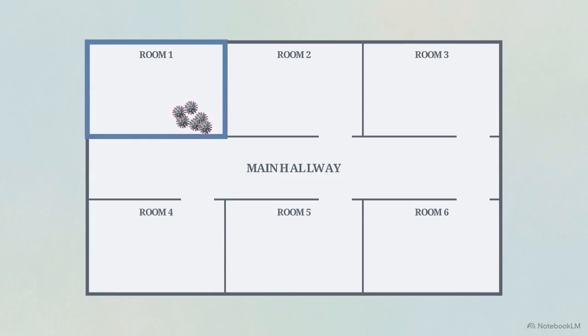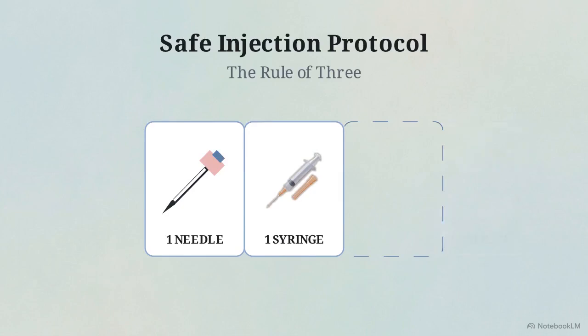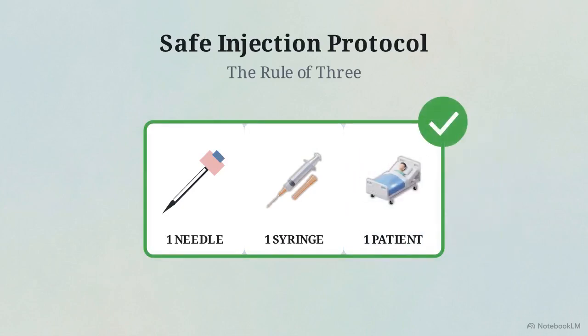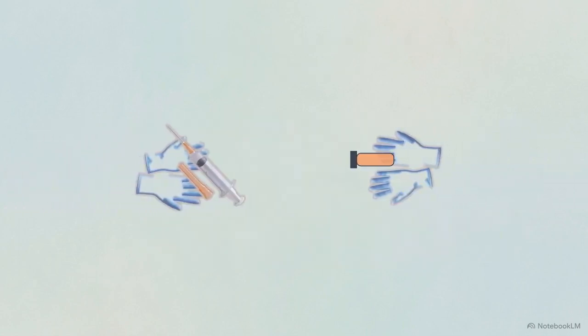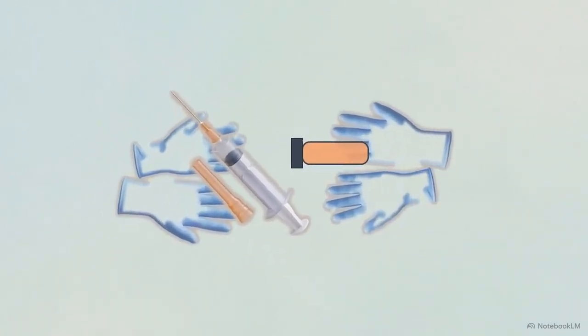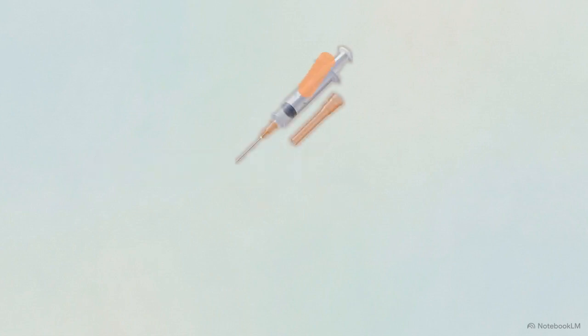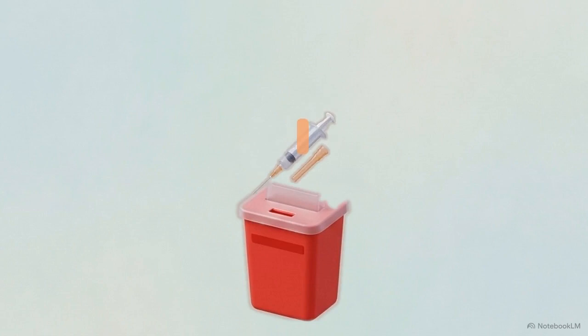For injections, the logic is non-negotiable and strictly enforced. 1 needle, 1 syringe, 1 patient. Think about your own muscle memory for a second. What is the single most common, dangerous error staff make after administering an injection? Recapping the needle. Never recap a needle. It is the leading cause of needle stick injuries. Instead, activate the safety mechanism immediately and drop the syringe into a puncture-proof container.